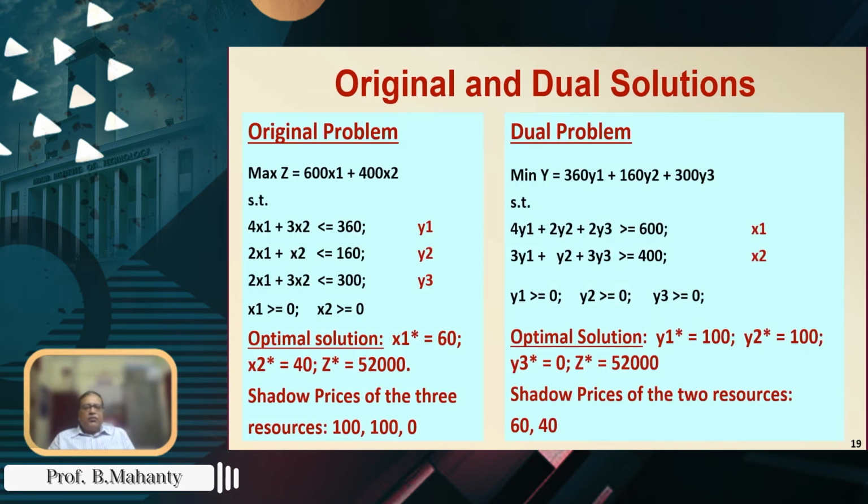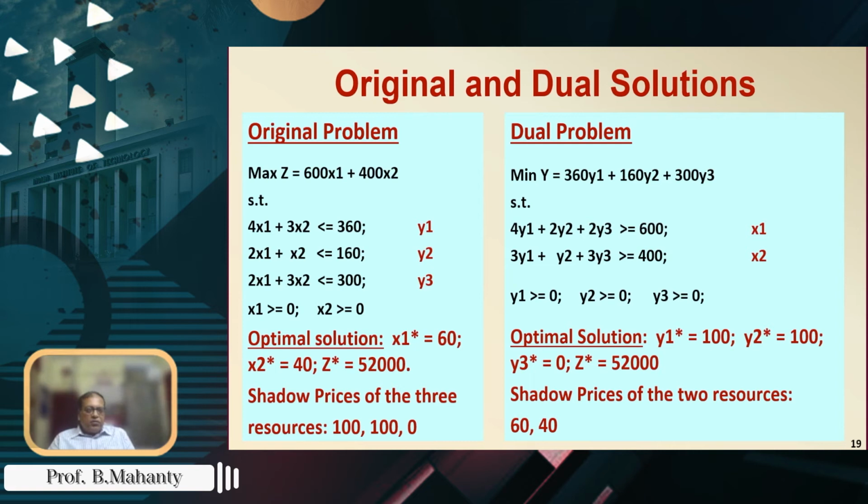So if you again compare the original and the dual solutions, once again to bolster what we have found: in the primal problem, or the original problem, the optimal solution is x1 star equal to 60, x2 star equal to 40 and z star equal to 52,000. And the shadow prices of the three resources are 100, 100 and 0. And in the dual, the optimal solution is y1 star equal to 100, y2 star equal to 100 and y3 star equal to 0 and z star equal to 52,000. Shadow prices of the two resources are 60 and 40.